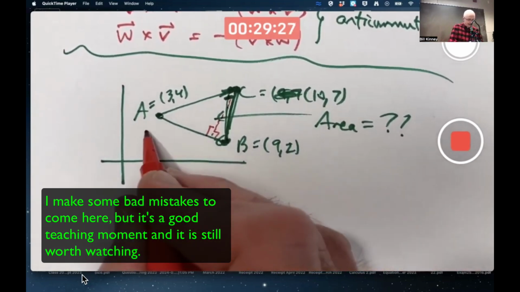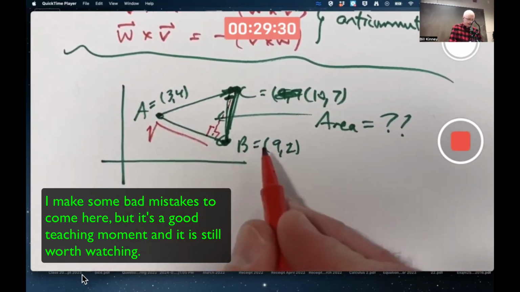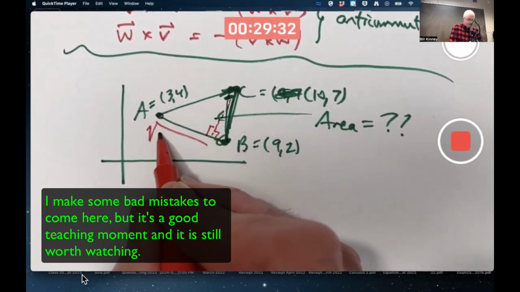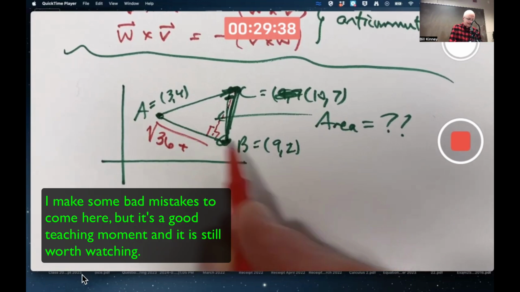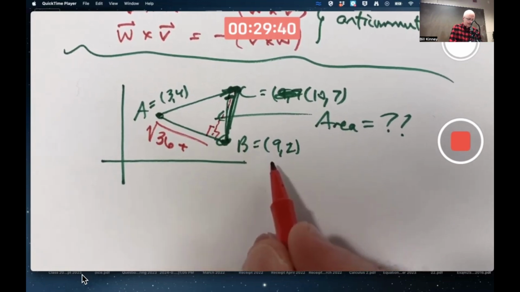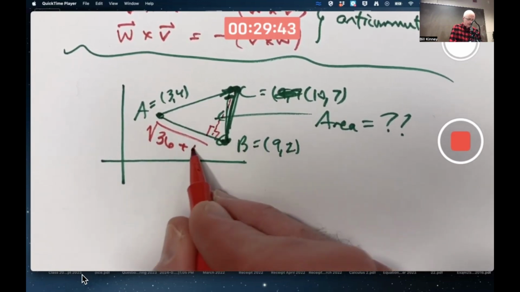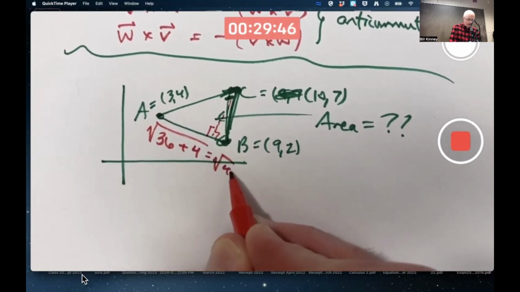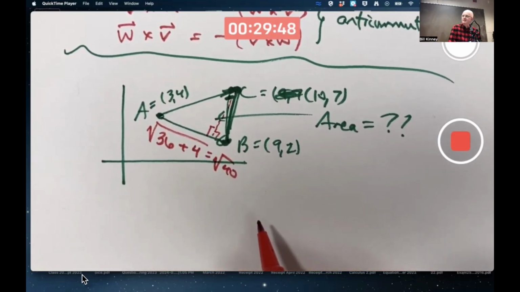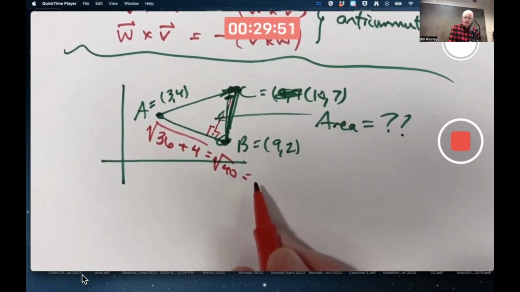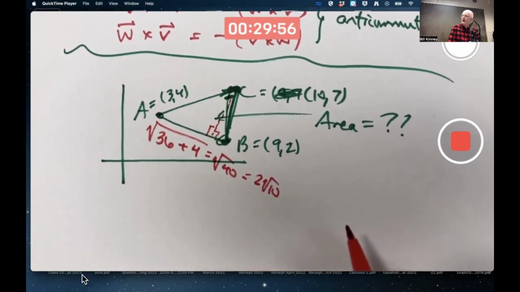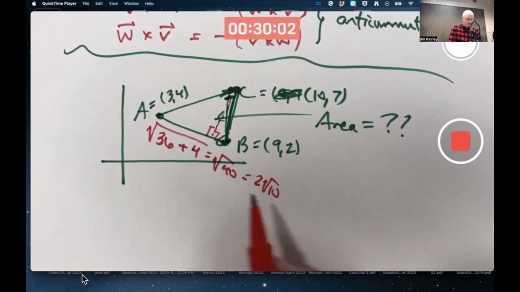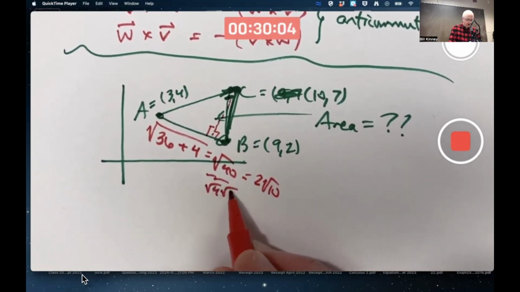So what's the length of this? It would be the square root of 3 minus 9, which is -6, squared is 36. I'm subtracting the coordinates. 4 minus 2 is 2, squared is 4. That side has a length of square root of 40. I think that is the base. Which, by the way, is the same as 2 square root of 10. You should feel comfortable dealing with square roots in this kind of way, simplifying them if I ask you to. This is the same as square root of 4 times square root of 10.